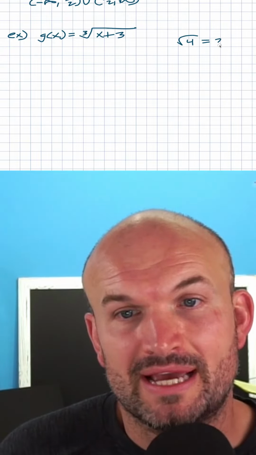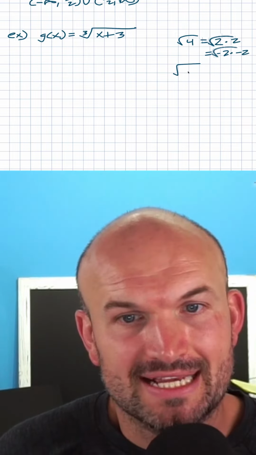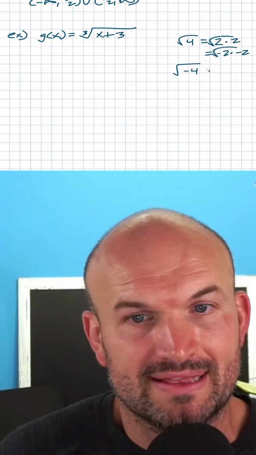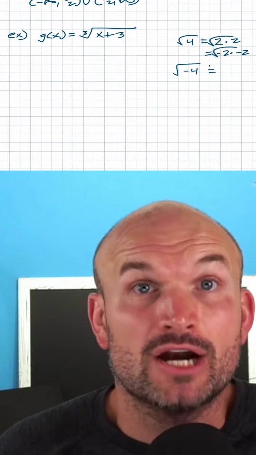When I have the square root of 4, that could be a 2 times 2, or that could be a -2 times a -2. I cannot take the square root of a -4, right? That's not going to work. The numbers have to be exactly the same. This is not going to be able to work in our real number system.